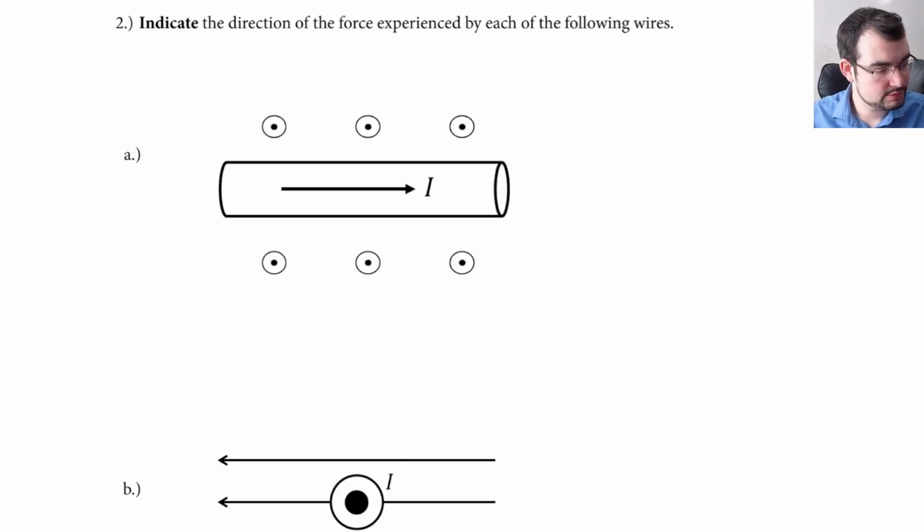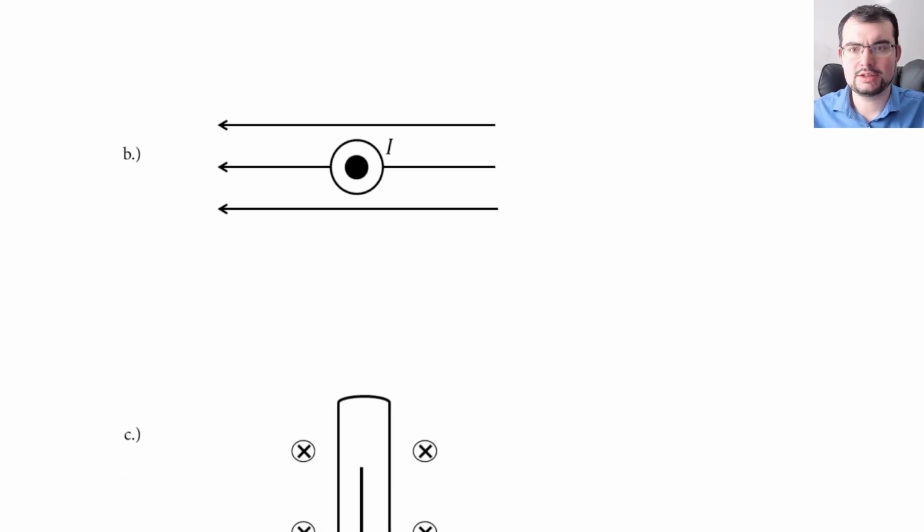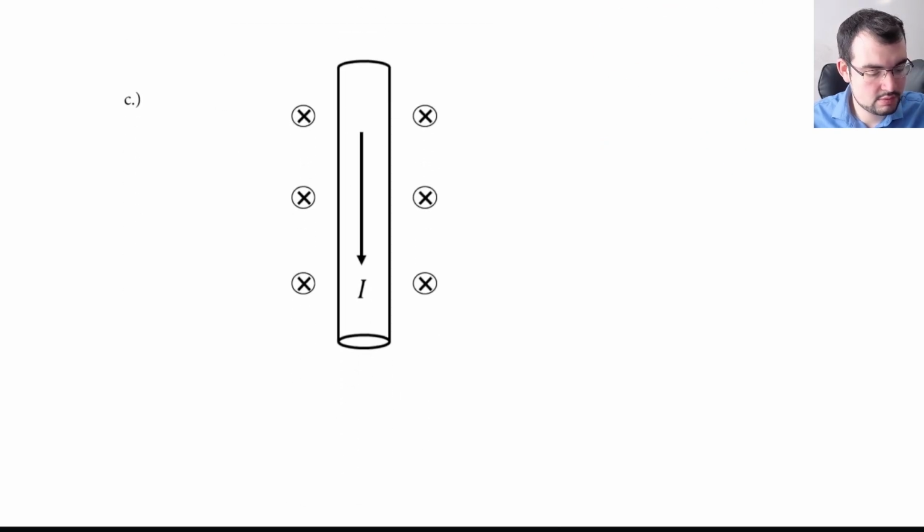So here we have our current goes to the right. Our B field is out of the screen, so it points at me. So notice that means my palm is going to point down. This would be down. My current is actually coming at me, and my field points to the left. Again, down. My current points down. My field points into the screen. My force is going to be to the right.